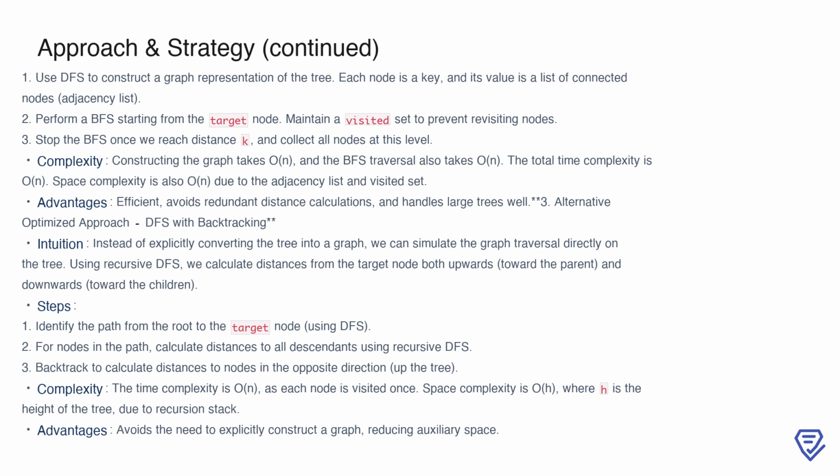Here, we first use a DFS to identify the path from the root to the target node. For each node along this path, we calculate distances to all descendants recursively. Then, using backtracking, we compute distances to nodes in the opposite direction, moving up the tree. While this approach avoids creating an adjacency list, it still achieves a linear time complexity O(n), and uses space proportional to the tree height, O(h).